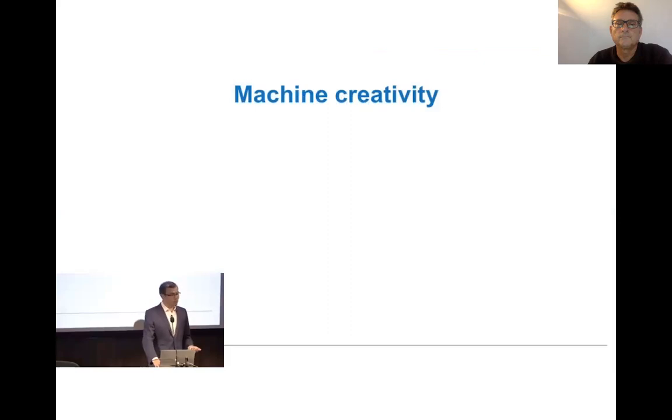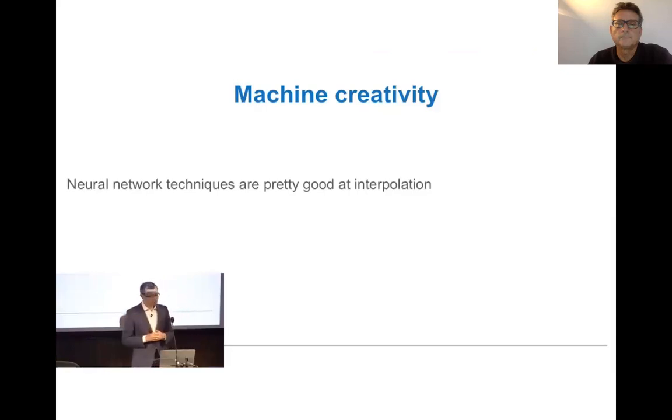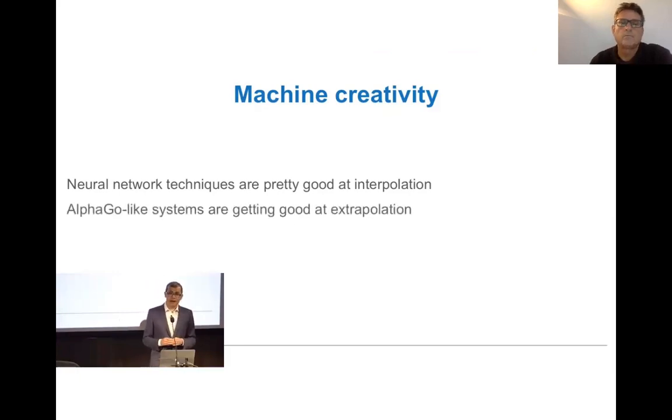How are we doing on the AI front with these levels of creativity? So let's examine machine creativity. Neural network systems, the kind of systems I showed you, sometimes the fashionable ones are called deep learning these days, are pretty good at interpolation. They're massive statistical machines, if you like, and they're very good at averaging things and spotting patterns in data. Then you have AlphaGo-like systems, which are getting pretty good, I would say, at extrapolation. Finding new things beyond the boundaries of even what the human designers knew about, but still within the same general context.